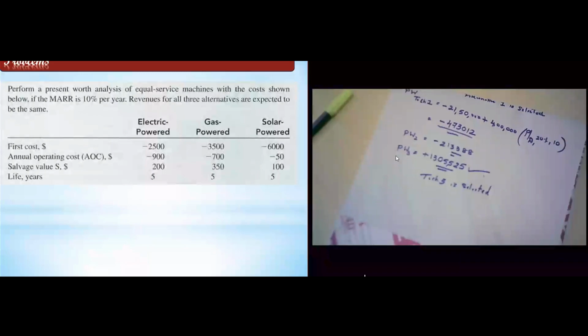Sir, what is MARR here? Yeah, MARR is nothing but minimum acceptable rate of return. So there is something called external rate of return, internal rate of return, and minimum acceptable rate of return. These three are nothing but types of rate of return.